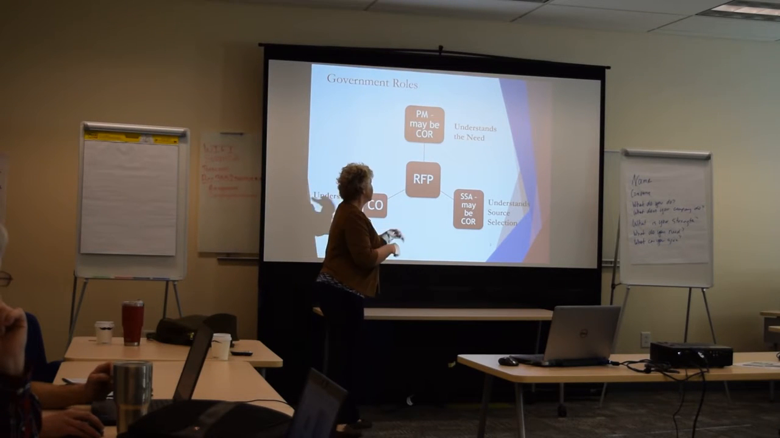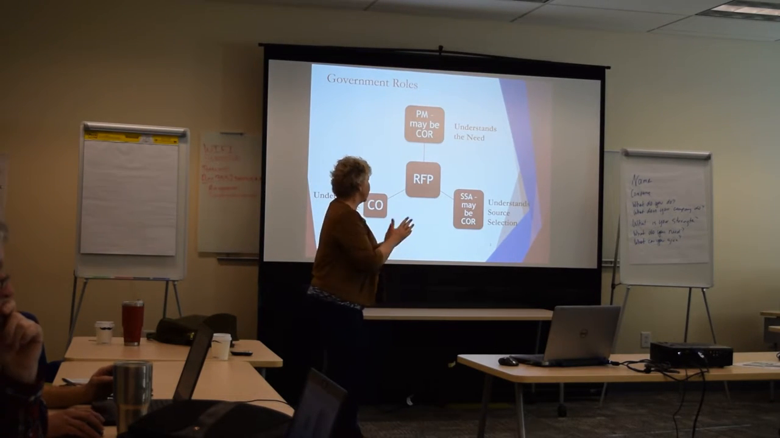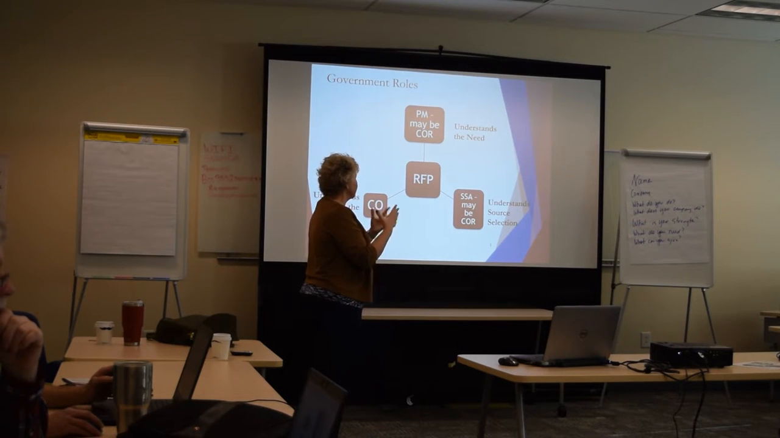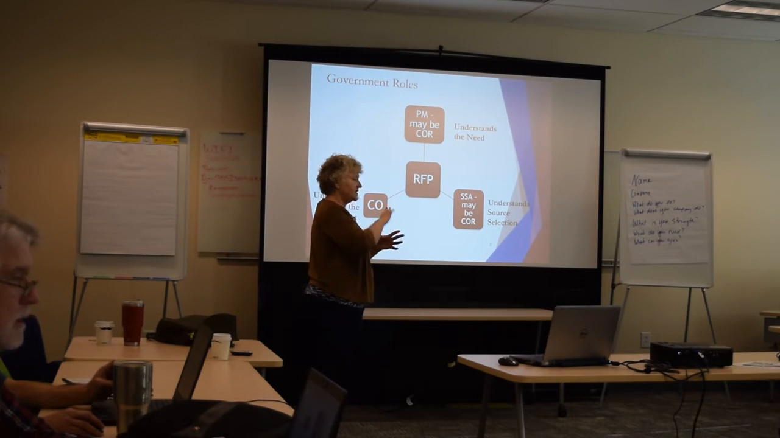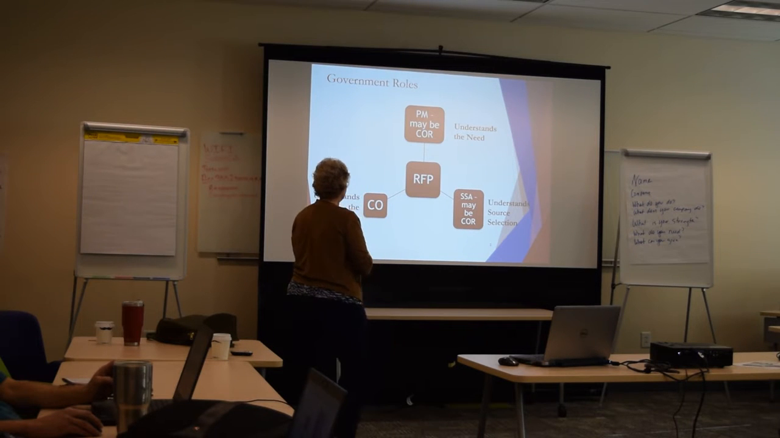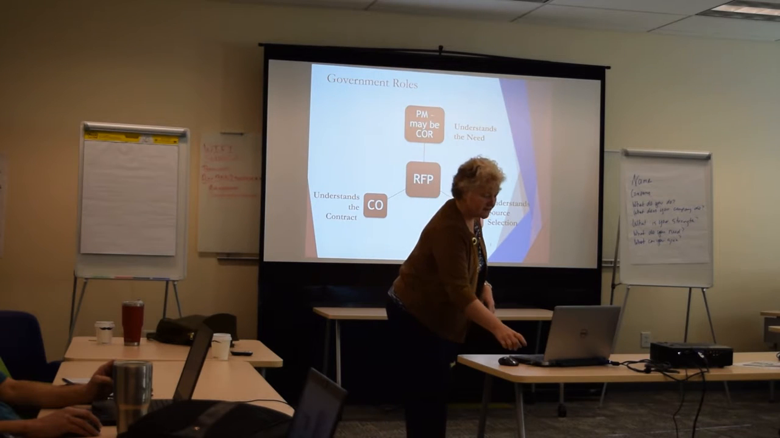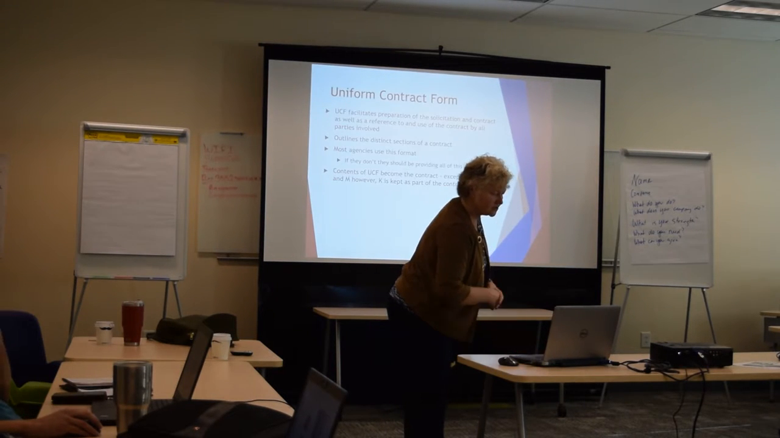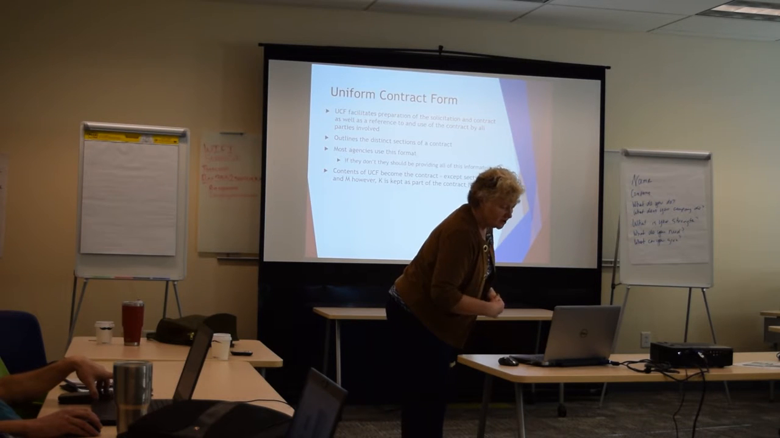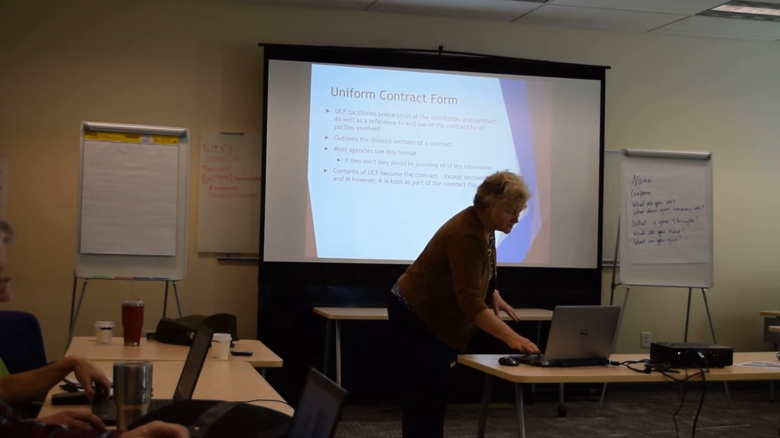The program manager, maybe the contracting officer representative, but they're the ones that actually understand or have the need. And they have the need to support the customer in the field. So it might just be a home base kind of thing, maybe out in the field. Contracting officer is the one that puts together the contract, and then the source selection authority is the person who puts together that evaluation criteria and source selection. Most agencies do use this format.